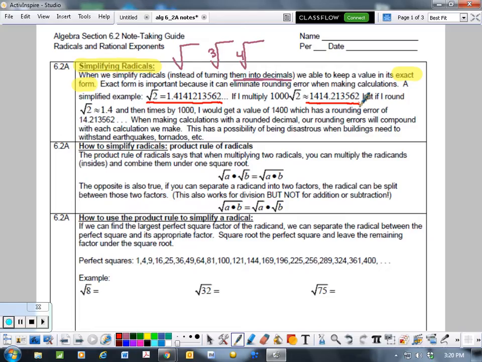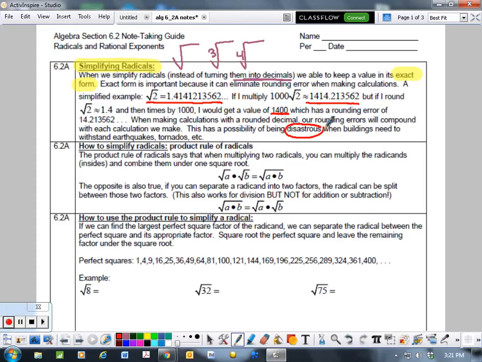But if I take the square root of 2 and round it to 1.4, and then multiply it by 1,000, I'm going to get a value of 1,400, which actually has a rounding error of 14.213562. When you talk about money, I'd rather have an extra $14.21 rather than not. But the main idea here is that when we make calculations with a rounded decimal, our rounding errors will compound with each calculation we make. And this has the possibility of being disastrous.